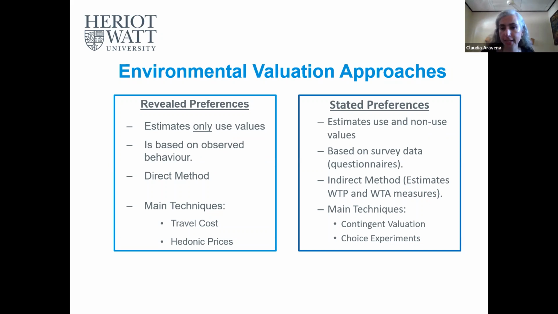The second technique is stated preference techniques, where we estimate not only use values, but also non-use value. And in both cases actually, this is based on survey data. We use questionnaires to get these values. In this case, this is an indirect method, because we don't get exactly what they actually spend, but we ask them willingness to pay or willingness to accept. So in this case, we have two techniques. One is the contingent valuation, and the second is the choice experiment, which I'm gonna be covering as well later in this lecture.